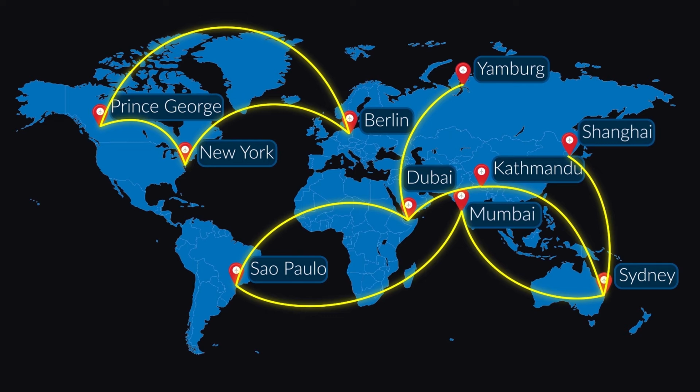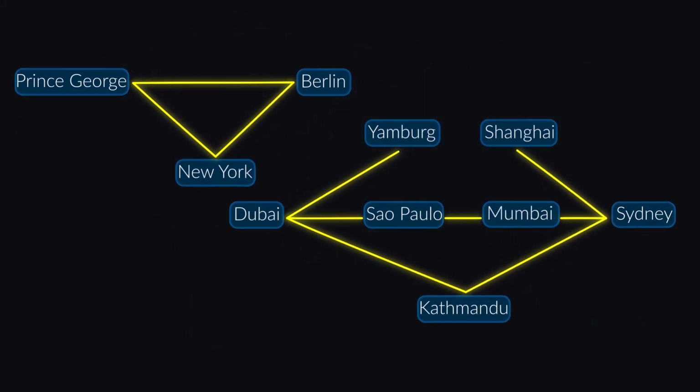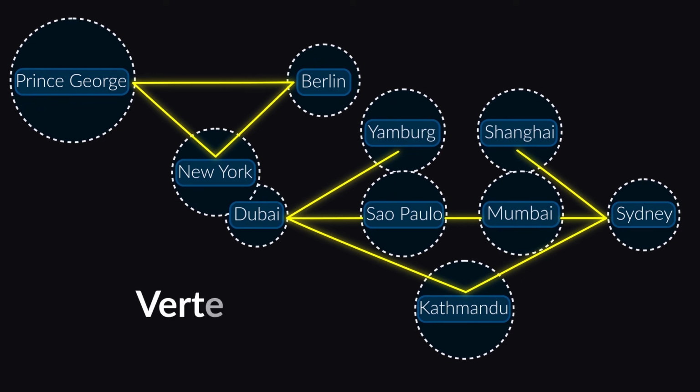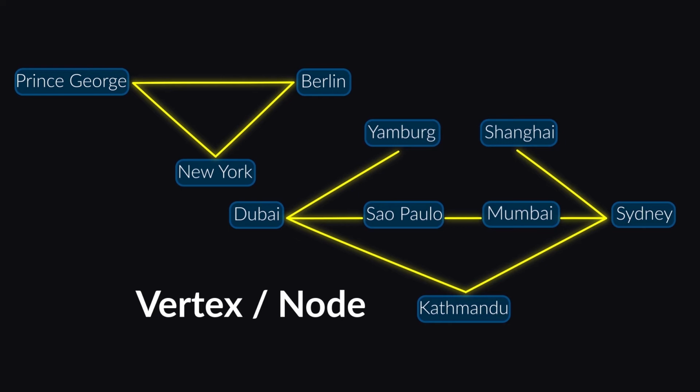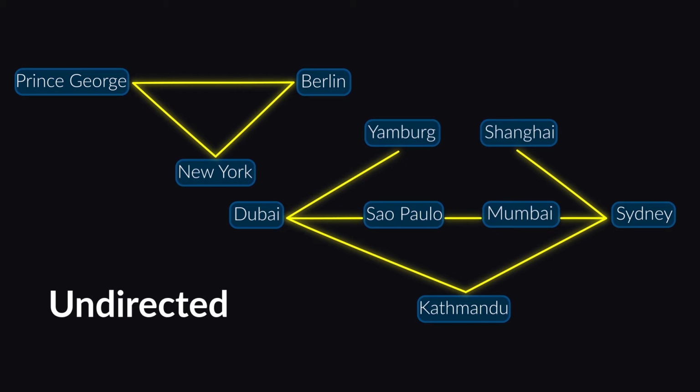Before we start, let's learn some terms relevant to this problem from graph theory. The 10 cities given in the problem are known as vertices or nodes in the graph. The yellow lines connecting different cities are called edges. If you notice, there aren't any arrows on the edges of the graph. This type of graph is called an undirected graph.